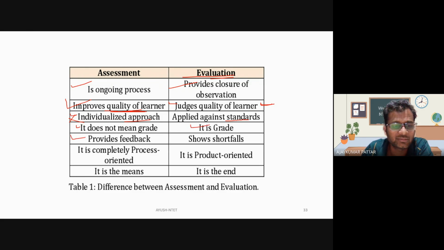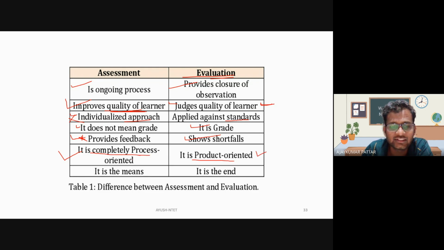Provides feedback. Assessment में feedback मिलता है. It shows the shortfalls. Even if you don't understand these words, don't worry. Other points are there. It is completely process oriented. You have to remember this thing. Assessment is completely process oriented. Evaluation is product oriented. Process and product.